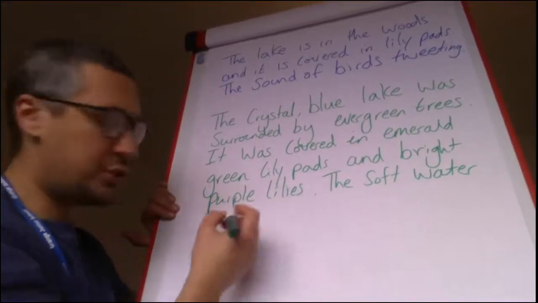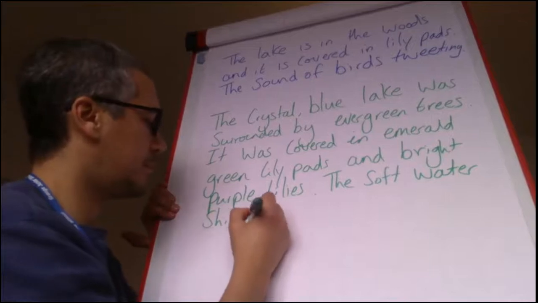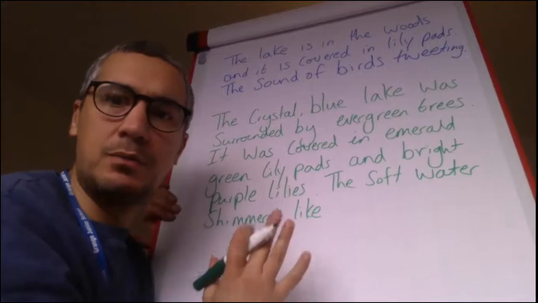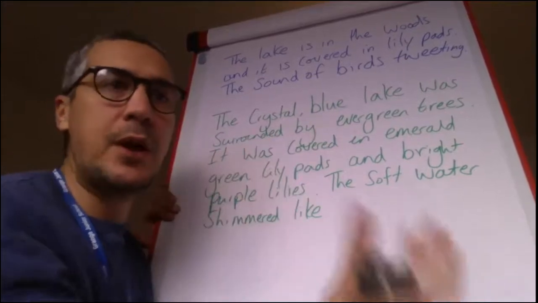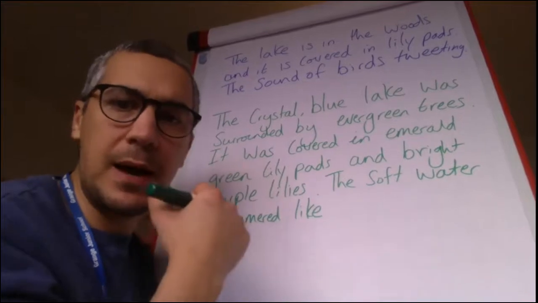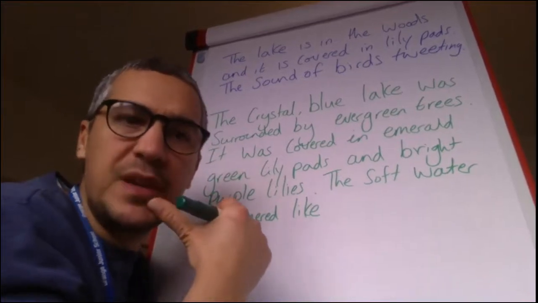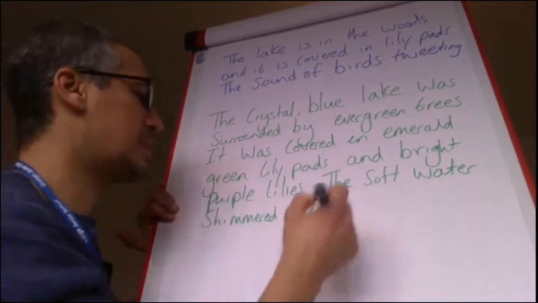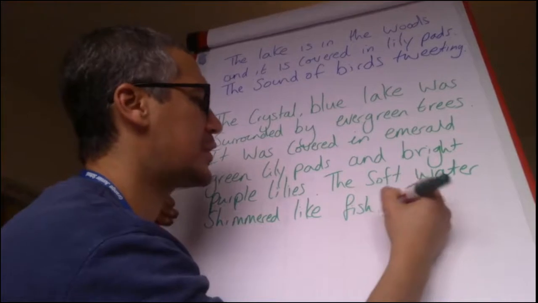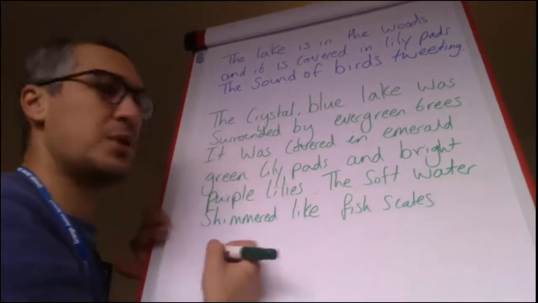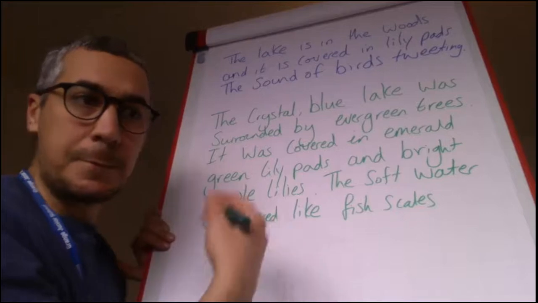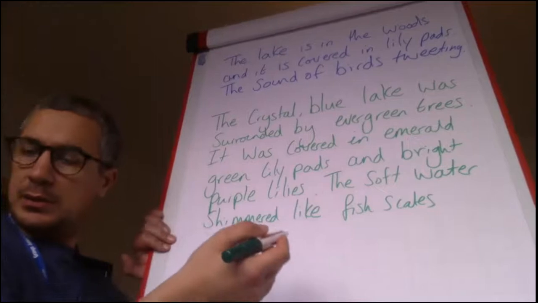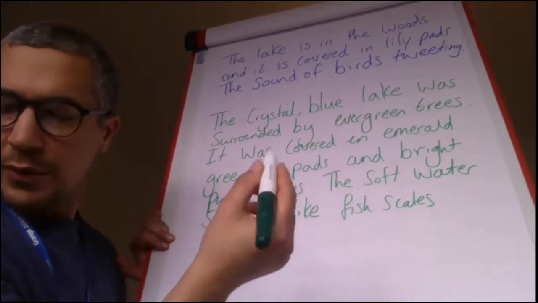The soft water shimmered like, now you're thinking of something that shimmers, so mirror, glitter balls, glitter, those kind of things. I'm going to go for fish scales. That works for me. Not beautifully poetic, but it does work. So the soft water shimmered like fish scales. And then I suppose you could go a little bit pretentious and a little bit flowery and say the soft water shimmered like fish scales in the sun, right?